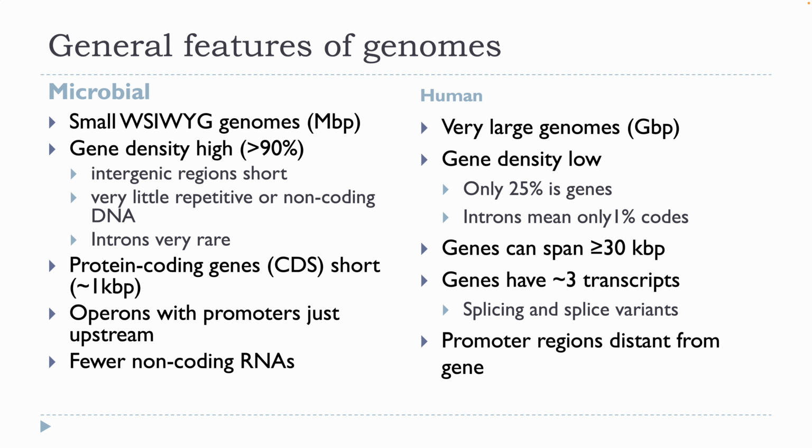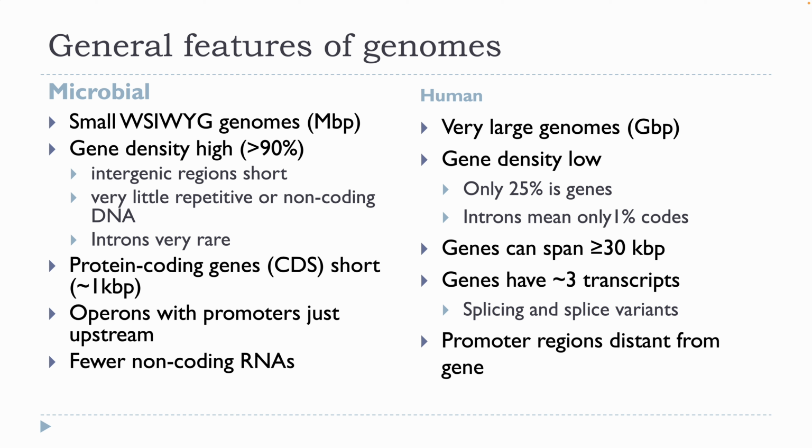and that contrasts greatly with what you often see or generally see in the human genome, where genes are interrupted by introns, which means that only 1% of the human genome is coding, whereas in a bacterial genome, 90% of the genome is actually coding for proteins. The intergenic regions are generally very short, there's very little repetitive or non-coding DNA. And introns do occur in some bacteria and in some bacteriophages and mobile elements, but they're very, very rare actually in bacteria. And the protein coding genes are generally quite short. The rule of thumb is they're about a kilobase in length.